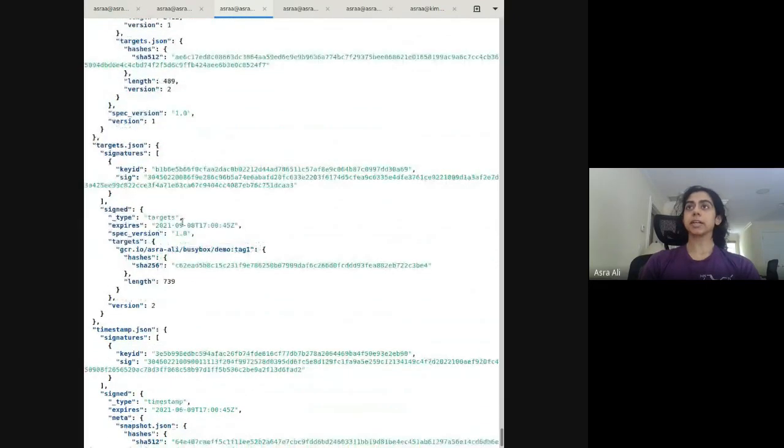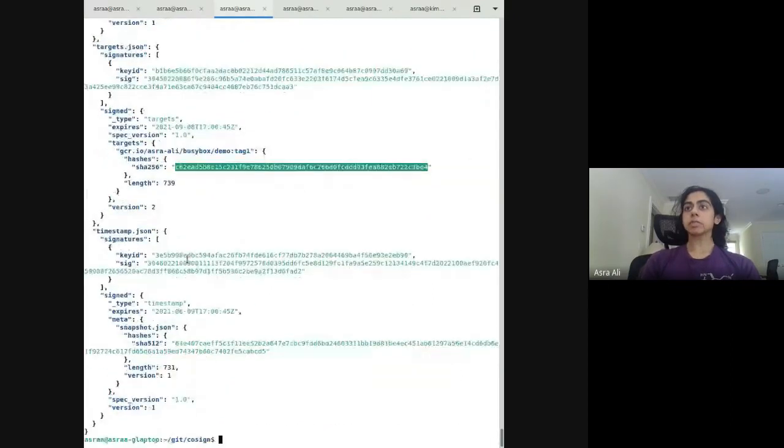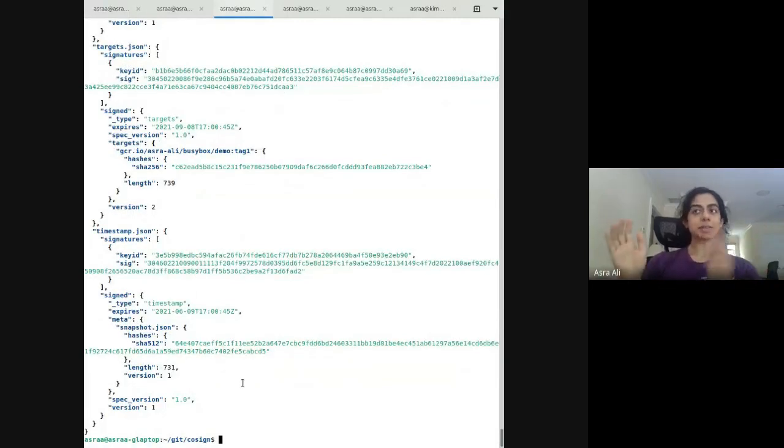And I have my target here, which is this image over here with this SHA. So everything's been signed. This timestamp has been signed. And that's the current demo. There is no verification yet. And there's a bunch of little tiny bugs, but yep.